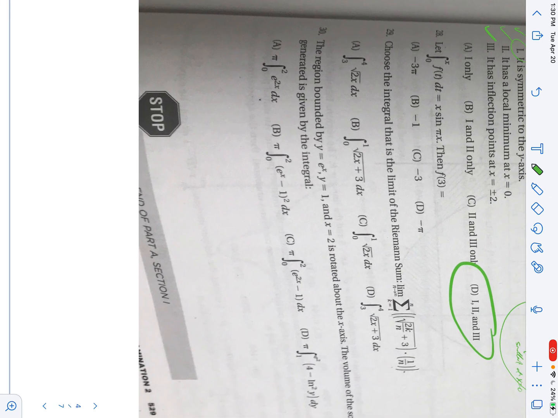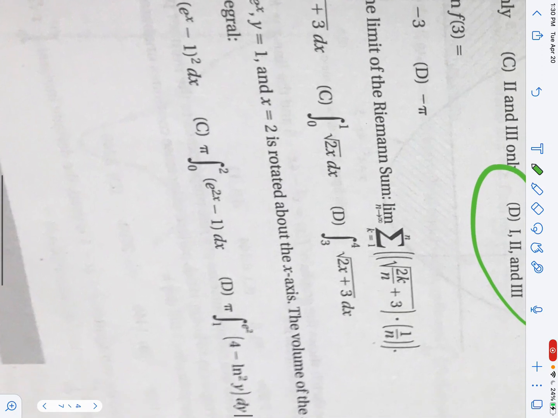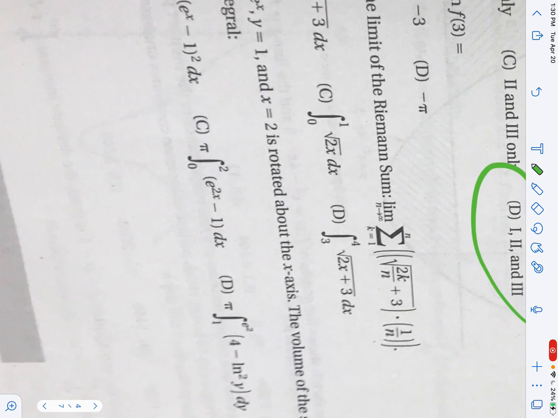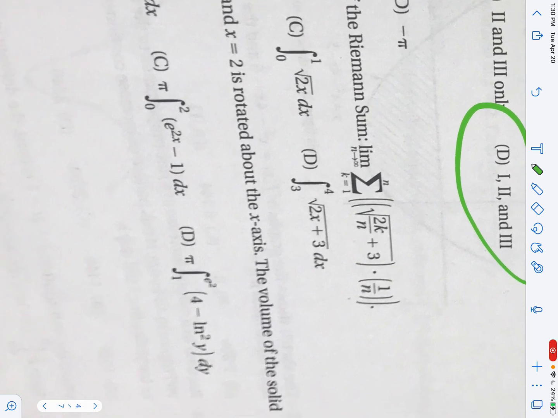Okay, 29. Integrals are defined as limits of Riemann sums. We need to make sense of what is getting measured here. So you kind of want to interpret this as values of a function times widths.